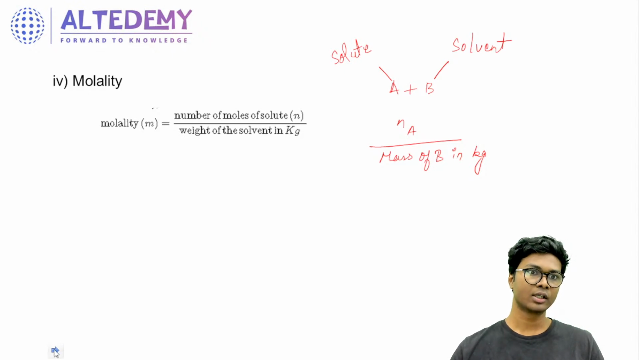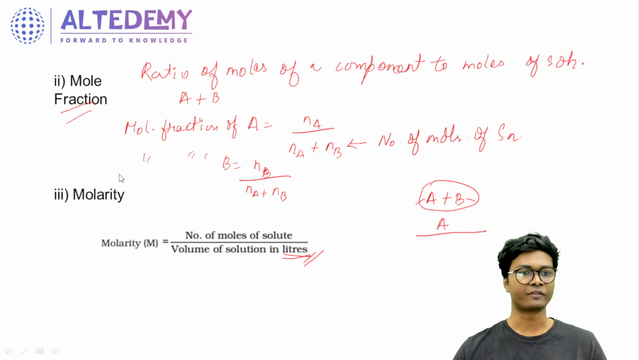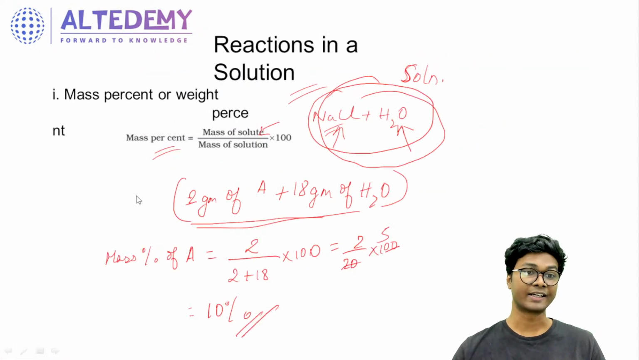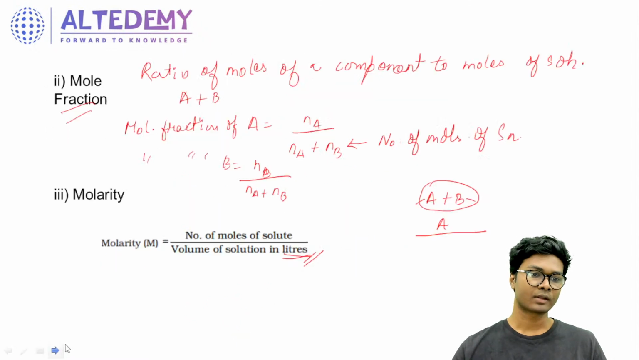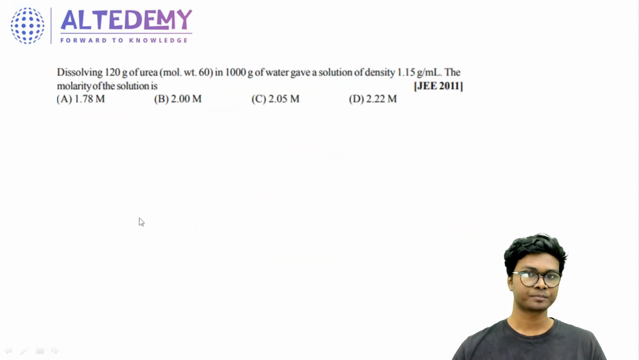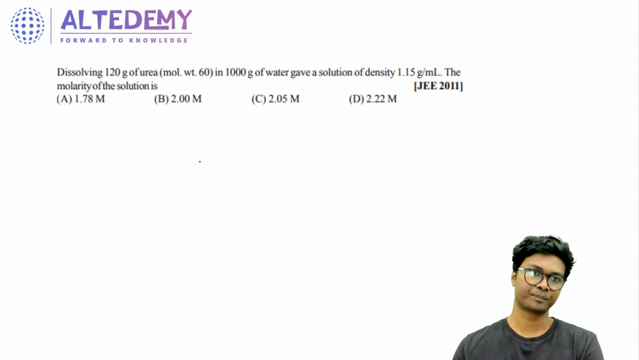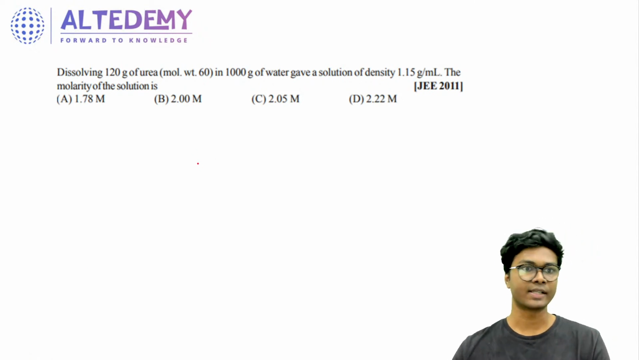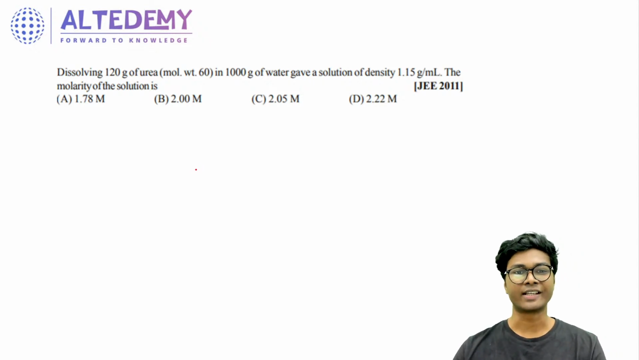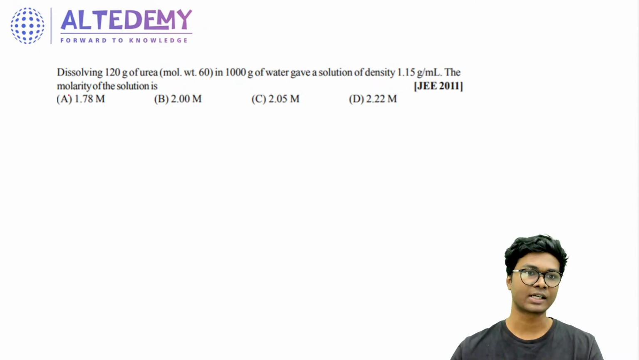Now that we have understood all the definitions, the mole fraction, molality, molarity, mass percentage, let's solve a question. What does the question say? Dissolving 120 grams of urea in 1000 grams of water gave a solution of density 1.15 grams per ml. The molarity of the solution is... so the question is asking the molarity.